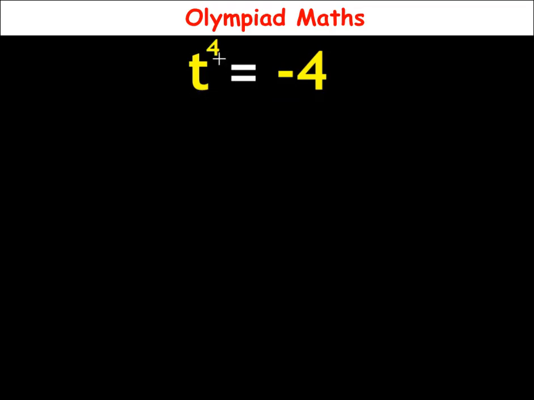So we have t raised to the power 4 is equal to minus 4. And here, we will solve for the value of t that will satisfy this equation and give us minus 4 when raised to power 4. So the value of t is the unknown we're looking for.